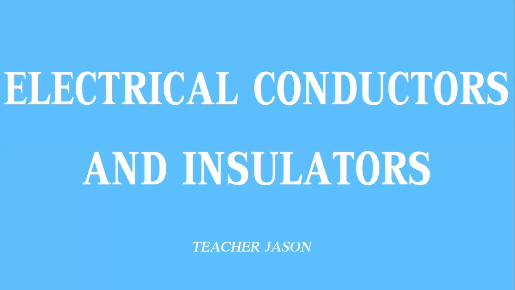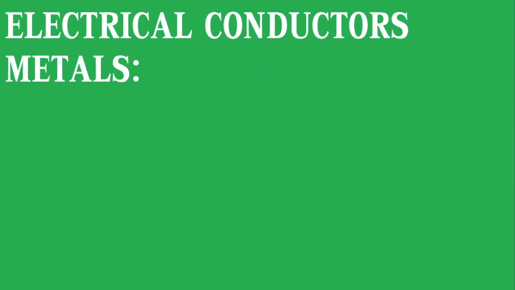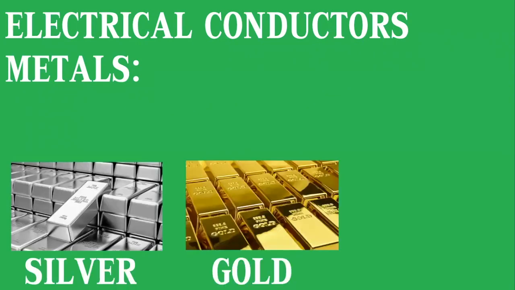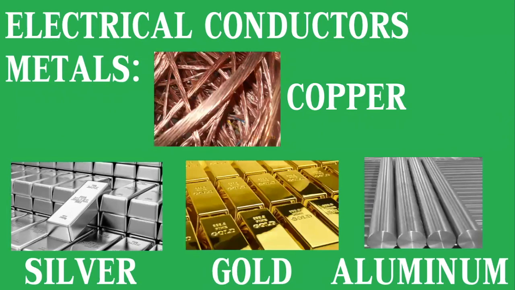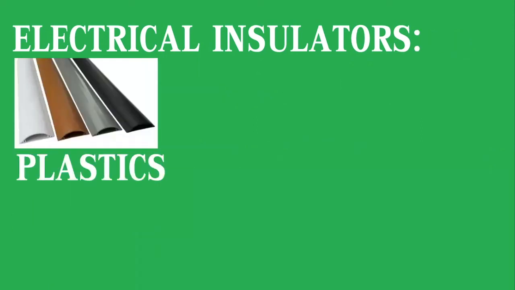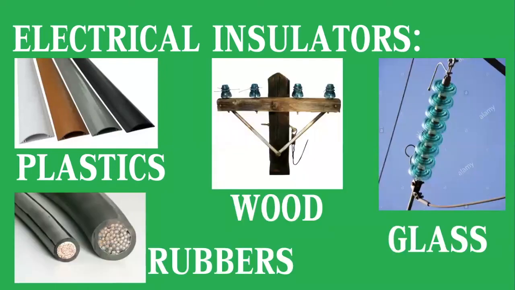We also discovered electrical conductors and insulators. Electrical conductors are materials that allow electric current to pass through them easily. We discovered some examples of them: silver, gold, aluminum, copper, all types of metals, and so on. And we know that electrical insulators are materials that do not allow electric current to pass through them easily. We discovered some examples such as plastics, wood, glass, and rubber, all right?